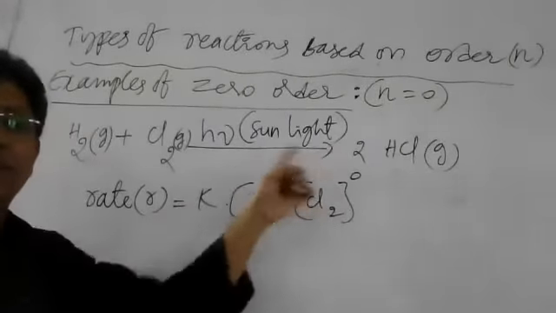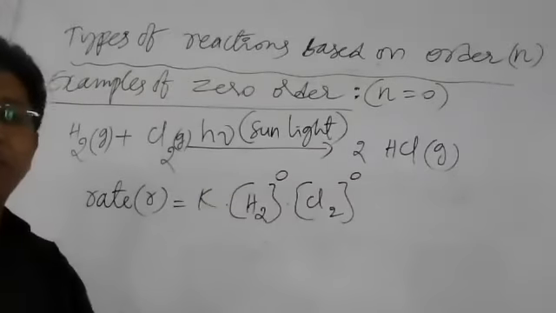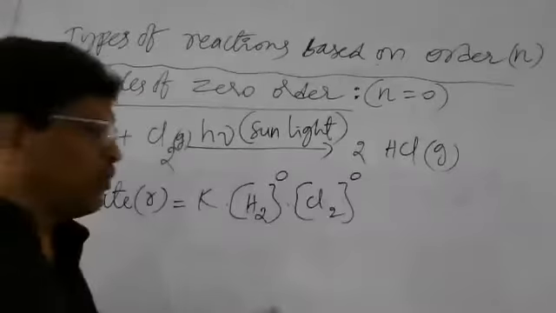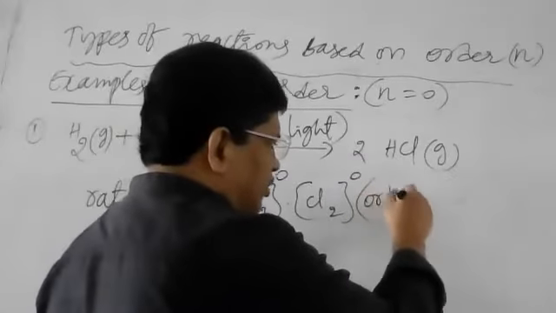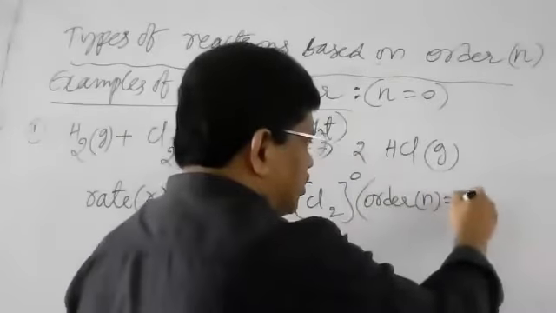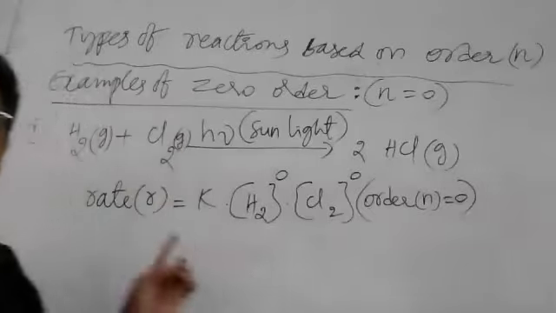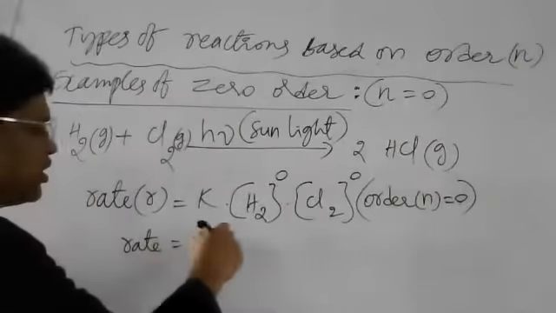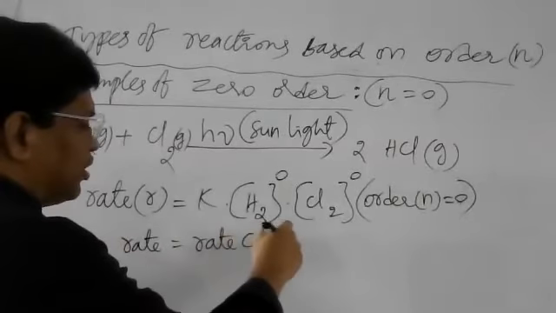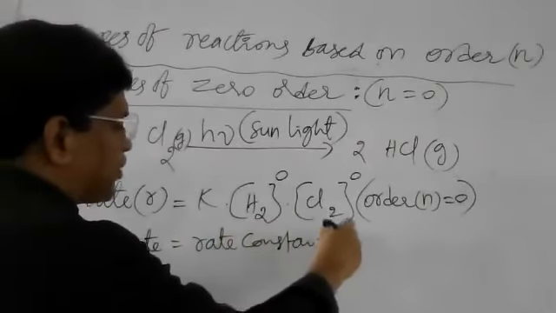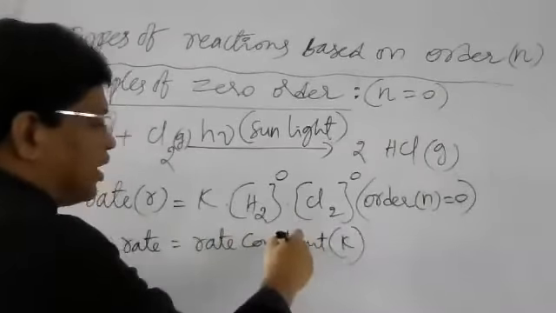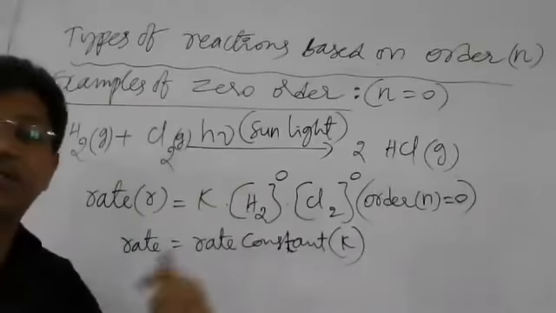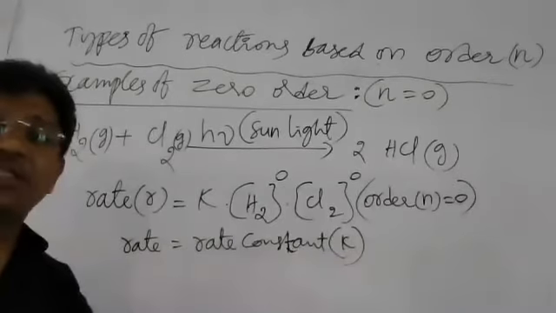Now, what is the sum of the powers? 0 plus 0. That's why it is a zero order reaction. So the order of reaction n equals 0. In this case also, rate equals rate constant. The rate of a zero order reaction is constant.